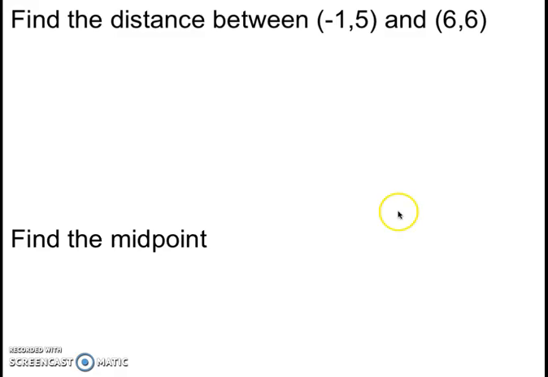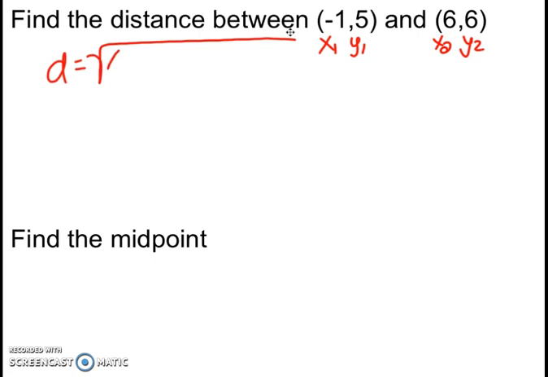This question wants us to find the distance between 2 points. Okay, and since it's not on a graph, we're going to have to do some kind of math. So first off, you're going to label your x1 and your y1, and your x2 and your y2. And so now we're just going to plug it into the distance formula. So let me go ahead and rewrite that. x2 minus x1 squared plus y2 minus y1 squared.